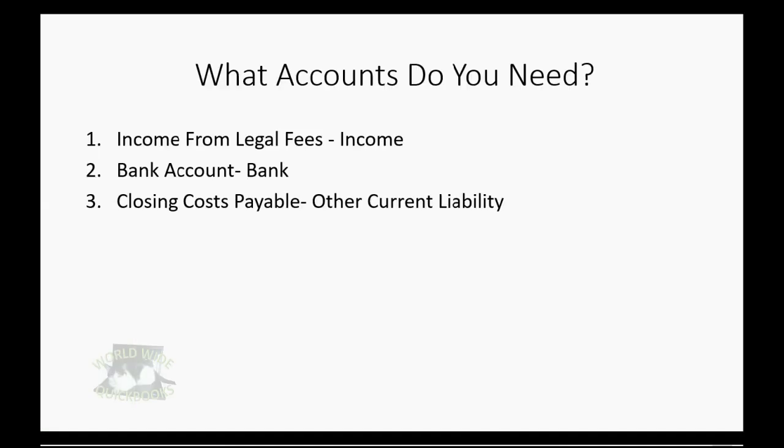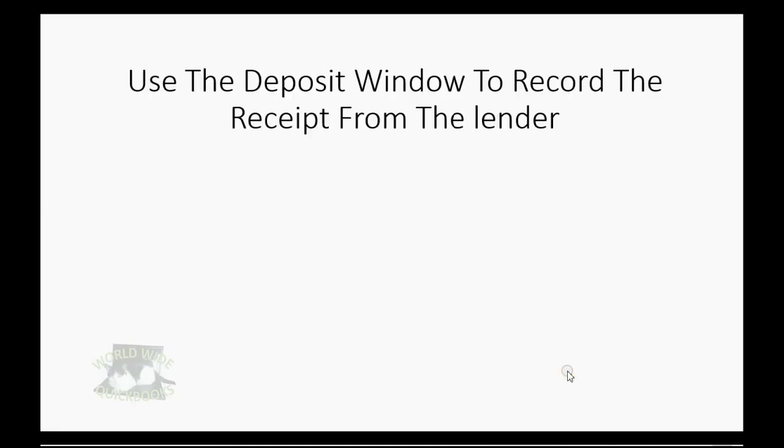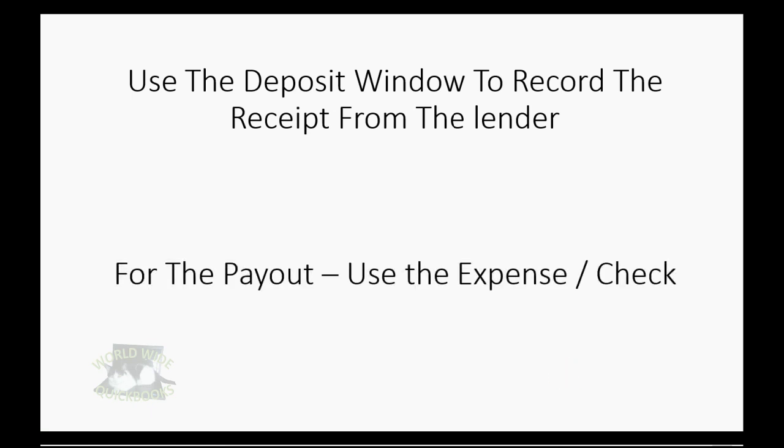So this is the situation. We use the deposit window to record the receipt from the lender, and for the payout we use the expense or check window in QuickBooks, and you probably have to write several because there are several vendors and several closing costs. So it's very simple.